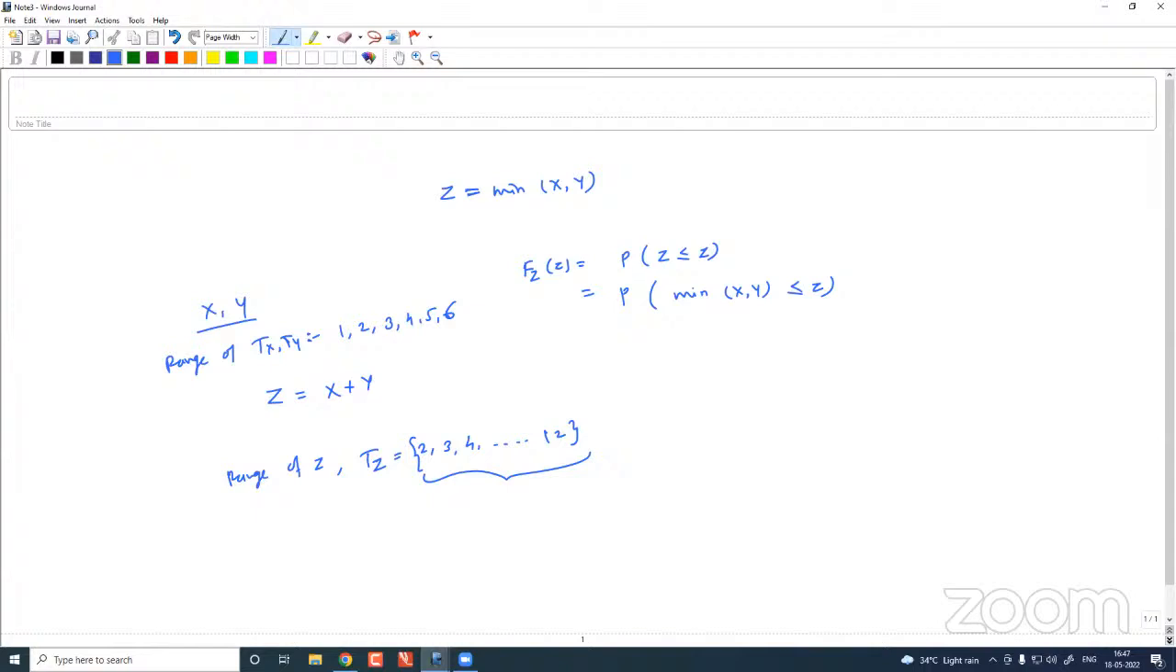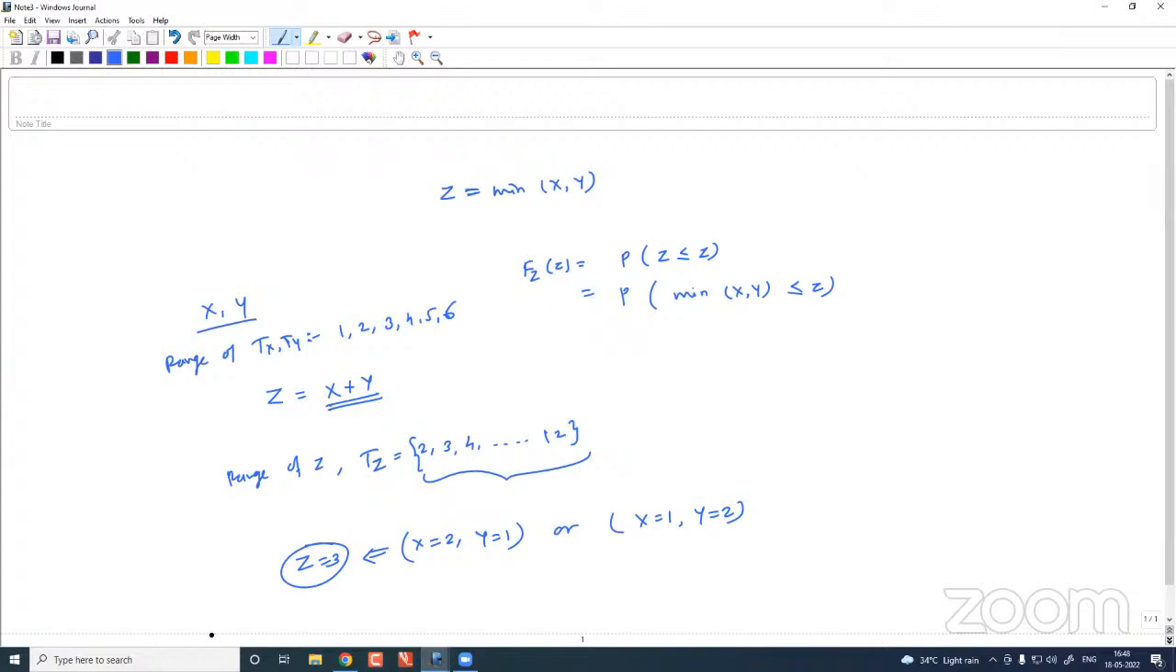If you have doubt, tell me here itself, because these steps are very important. If you understand this, then you will be able to solve any problem. If you don't understand this, it's very difficult to find the answers. The range of z is 2, 3, 4 up to 12. For z equal to 3, x will take 2 and y will take 1, or x takes 1 and y takes 2. Only these two possibilities are there to get z equal to 3.